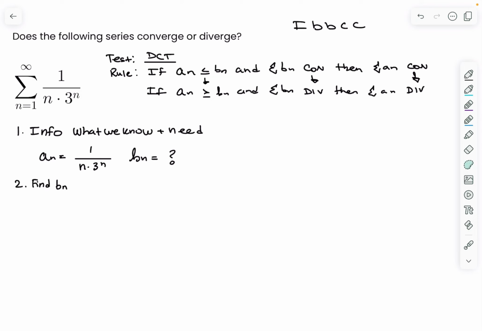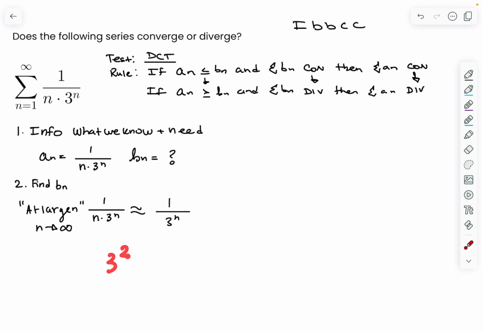So how do we do that? To find B of n, you literally take your given sequence A of n, and you say at large n, this becomes what? Essentially, as n gets so big, what becomes insignificant here? Well, this n becomes insignificant. So this really becomes 1 over 3 to the n, because this 3 to the n overpowers. I mean, you can check.